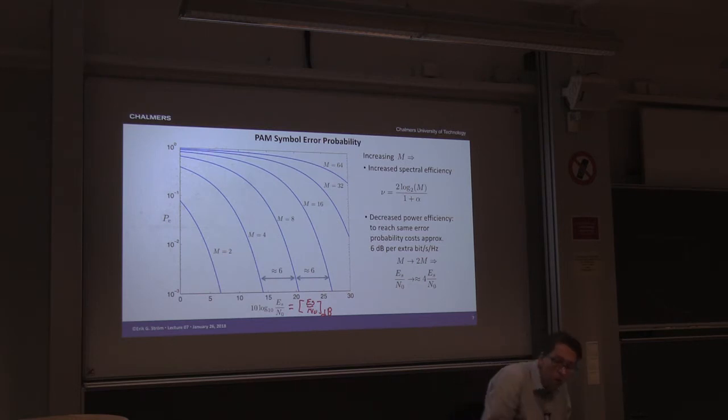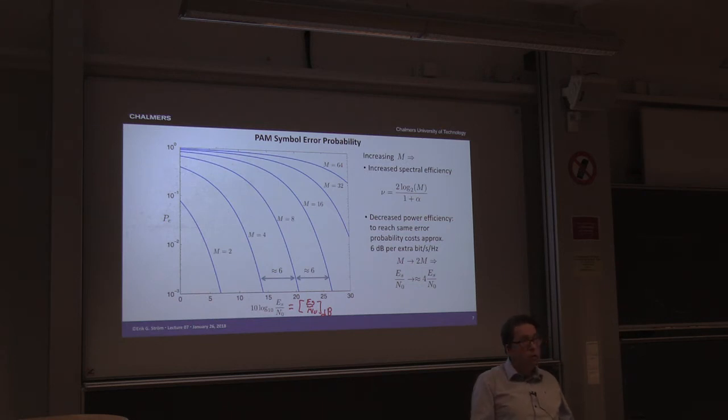So increasing M, why do we want to do that? Well, it has some good things with it. It increases the spectral efficiency, because we know that the spectral efficiency is 2 times log 2 of M divided by 1 plus alpha. And alpha is whatever excess bandwidth we use. It's not necessarily the alpha of the root raised cosine pulse that we use. But the problem is that by increasing the spectral efficiency, we decrease the power efficiency because we need 4 times as much power in order to support the same error probability.